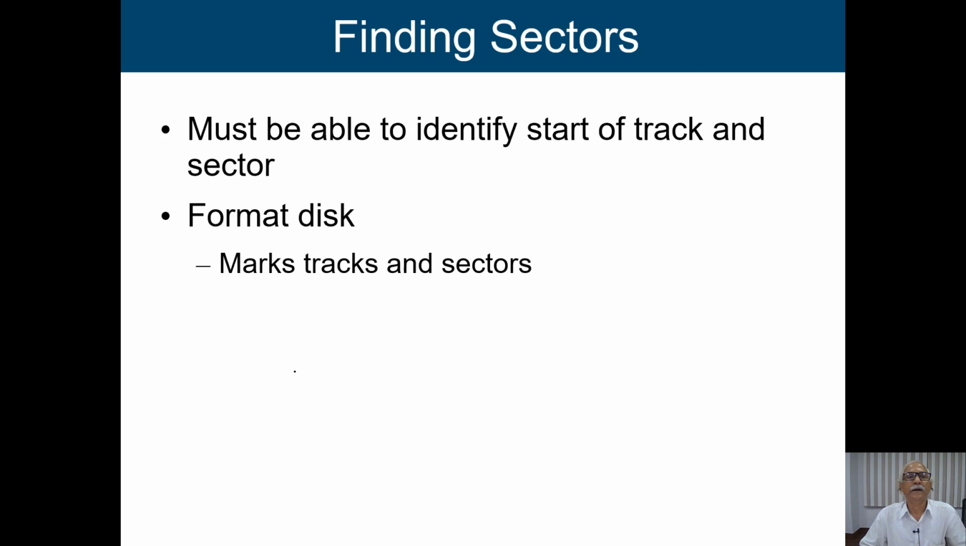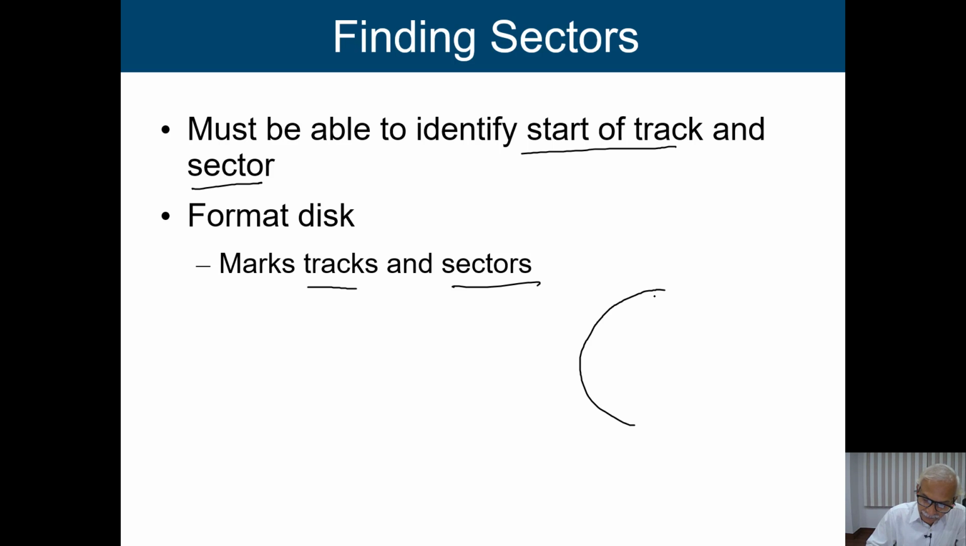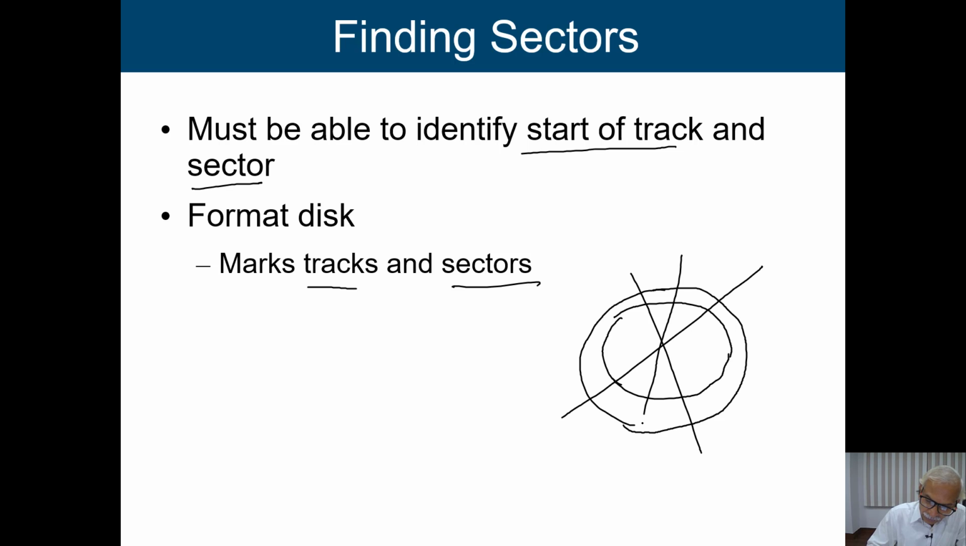Okay. Now, how to find a sector? We must be able to identify the start of the track and sector. Formatting, as I already said, marks those particular tracks and sectors. If we are going to format our disk, basically what will happen? It will mark all the tracks that we have in this particular disk, and along with that, it is going to mark all the sectors that we have in this particular disk. Okay.